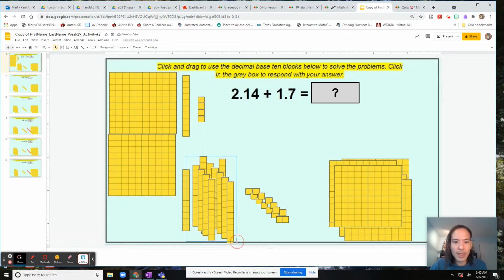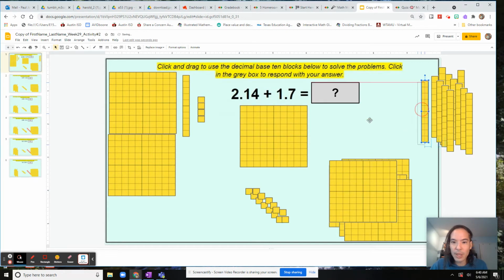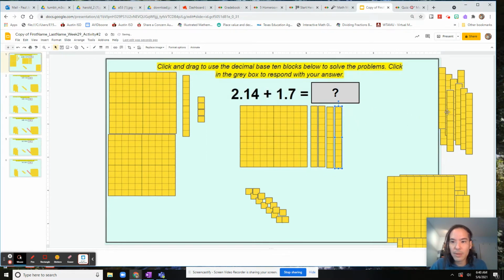All right, and then for our second number, 1 and 7 tenths, let's go ahead and do 1 whole, and then it's going to be 7 tenths. I'm moving all this stuff out of the way because there's a lot of stuff. 1, 2, 3, 4, 5, 6, 7. All right, so we are putting together 2 and 14 hundredths and 1 and 7 tenths. So let's find out how much we have all together.